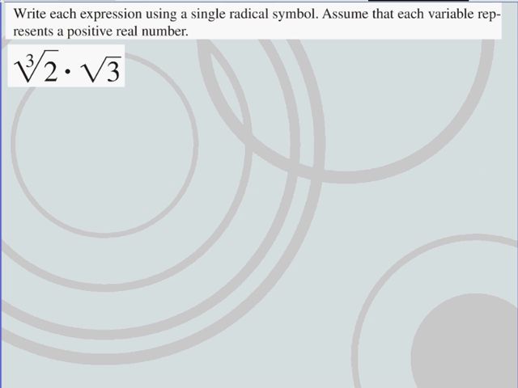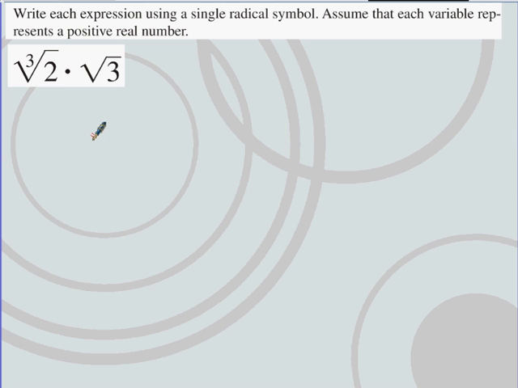It says, write each expression using a single radical symbol. Assume that each variable represents a positive real number. We've got the cube root of 2 times the square root of 3. There's no way you can combine that, right? We've always talked about, before, you can't multiply a cube root times a square root. How are we going to do this? It's possible. And honestly, it's possible using some basic math. It's not really that advanced if you remember this.